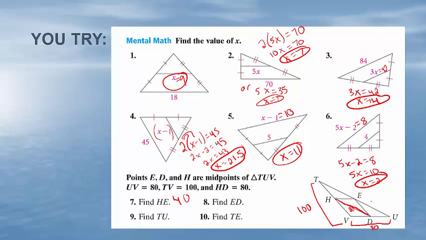TU is the bigger segment. It's parallel to the side that's 80, so it's actually going to be 160. E to D is half of TV, so it's going to be 50. And T to E would be half of T to U. And we found out that TU is 160. So T to E would have to be 80. Again, remembering that E, H, and D are all midpoints, so each side is congruent to the other in these pictures.